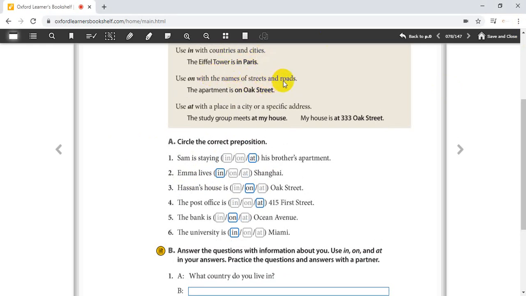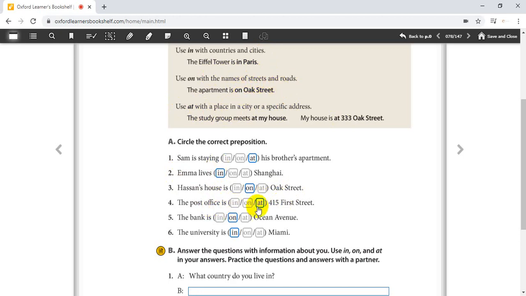Also remember from the key above that we use in for countries and cities, we use on for streets and roads, and we use at for a city or specific address. Okay, at is for a place in a city. Remember, Hassan's house is dash Oak Street. So for a street, it's on Oak Street.